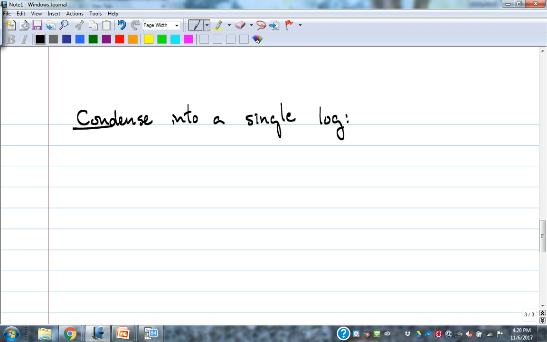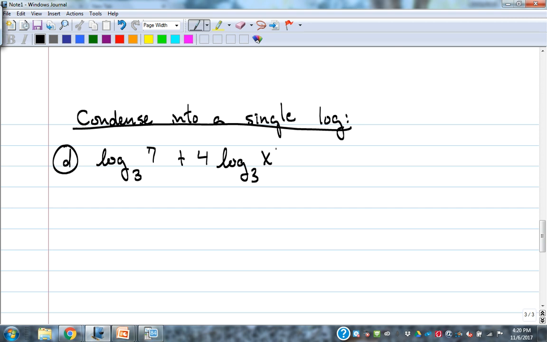Okay, condense into a single log, or rewrite as a single logarithm. The instructions could be either of those. So what you're starting with is something that's in its expanded form, like log base 3 of 7 plus 4 log base 3 of x. So when you look at those, you try to look, okay, which one's the most complicated or has the most stuff going on out of that? And obviously the second one does.